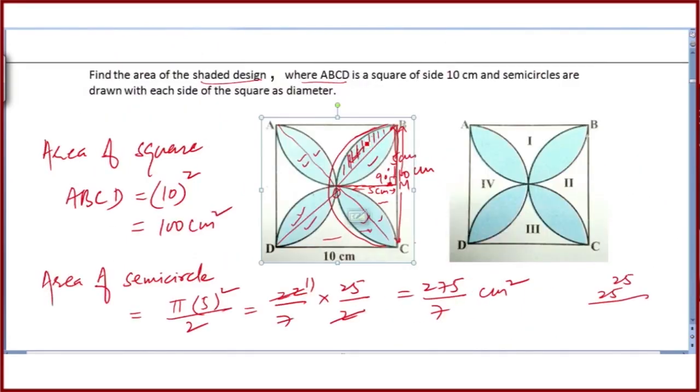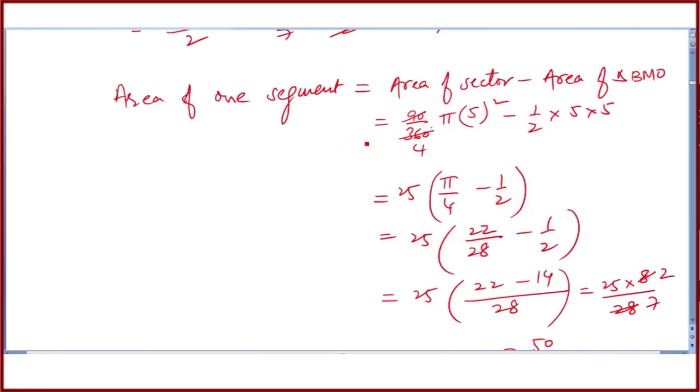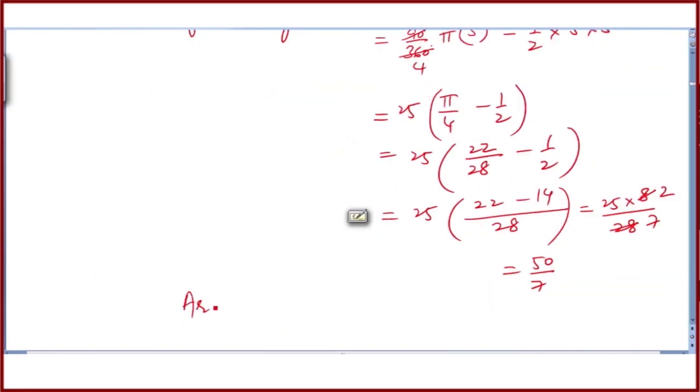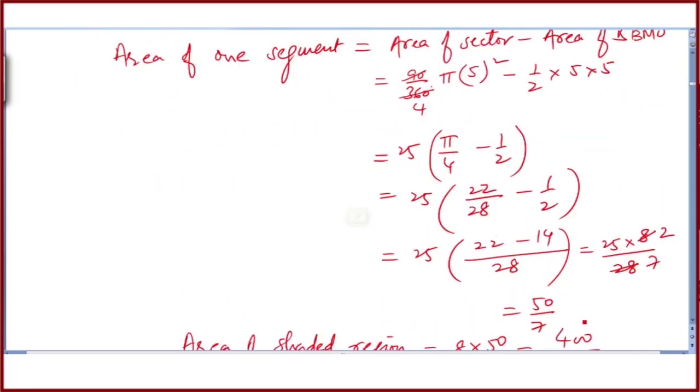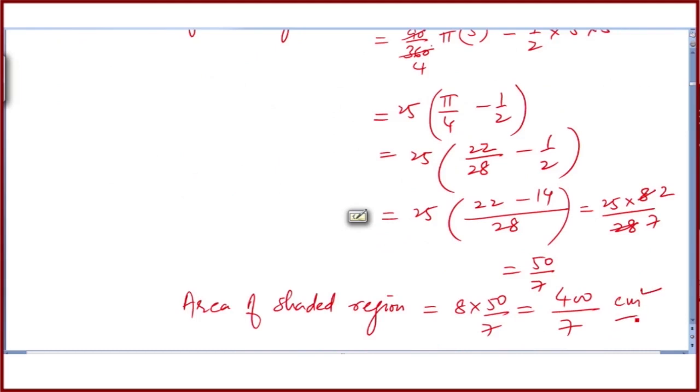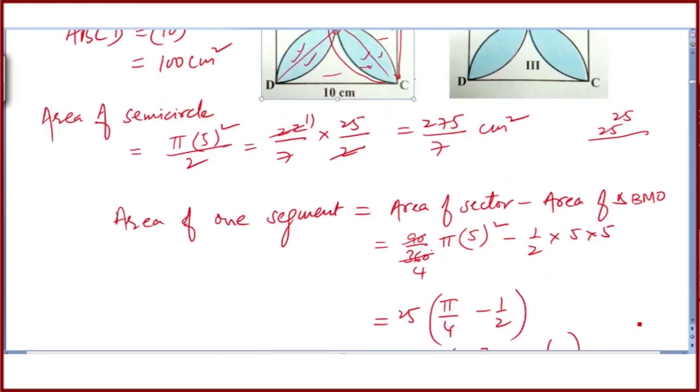So, if I multiply it by 8, I will get the area of required region. So, area of shaded region is equal to 8 into 50 by 7, which is equal to 400 by 7, and the unit is centimeter square, okay.